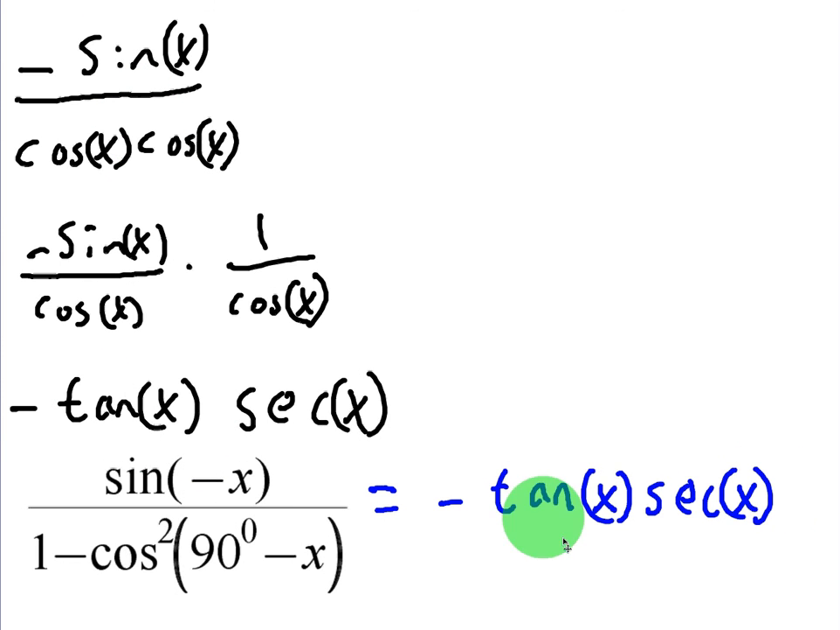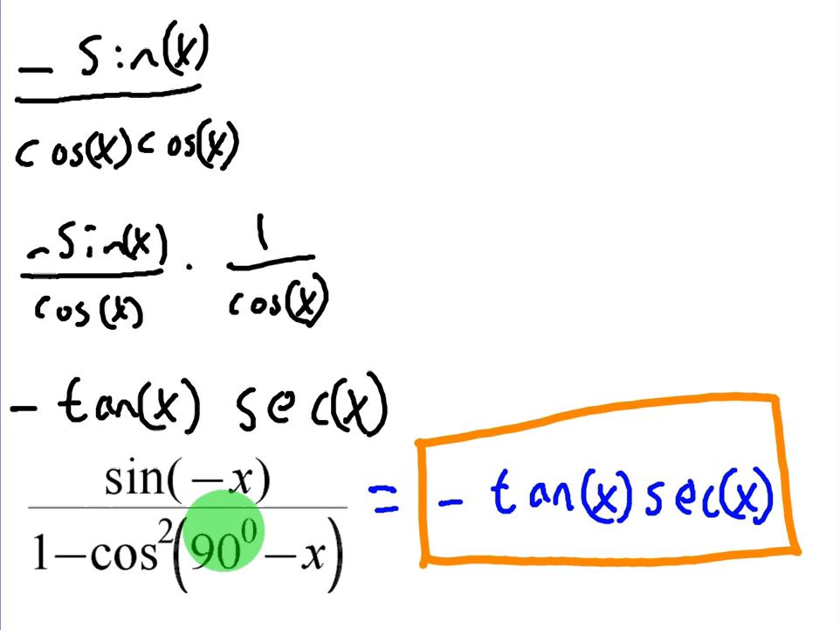So this final answer is much simpler, and I've just proven that sine of negative x over 1 minus cosine squared of 90 minus x, as complicated as that looks, is equal to something as simple as negative tangent of x secant of x, simply by using three identities. I used the odd identity by pulling the negative out for sine. I used the cofunction identity for cosine, namely cosine of 90 minus x is equal to sine, and then I used the Pythagorean. After that we used the quotient identity to simplify to negative tangent of x secant of x. Remember, do the Pythagorean identity first before you resort to quotient identities.